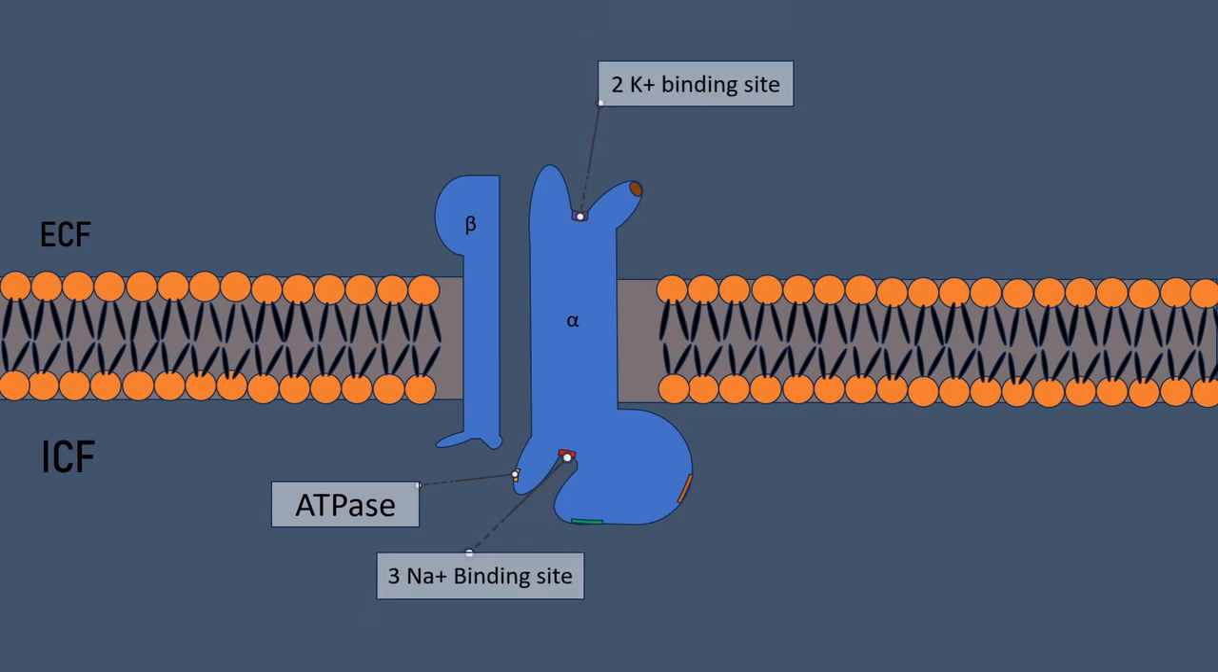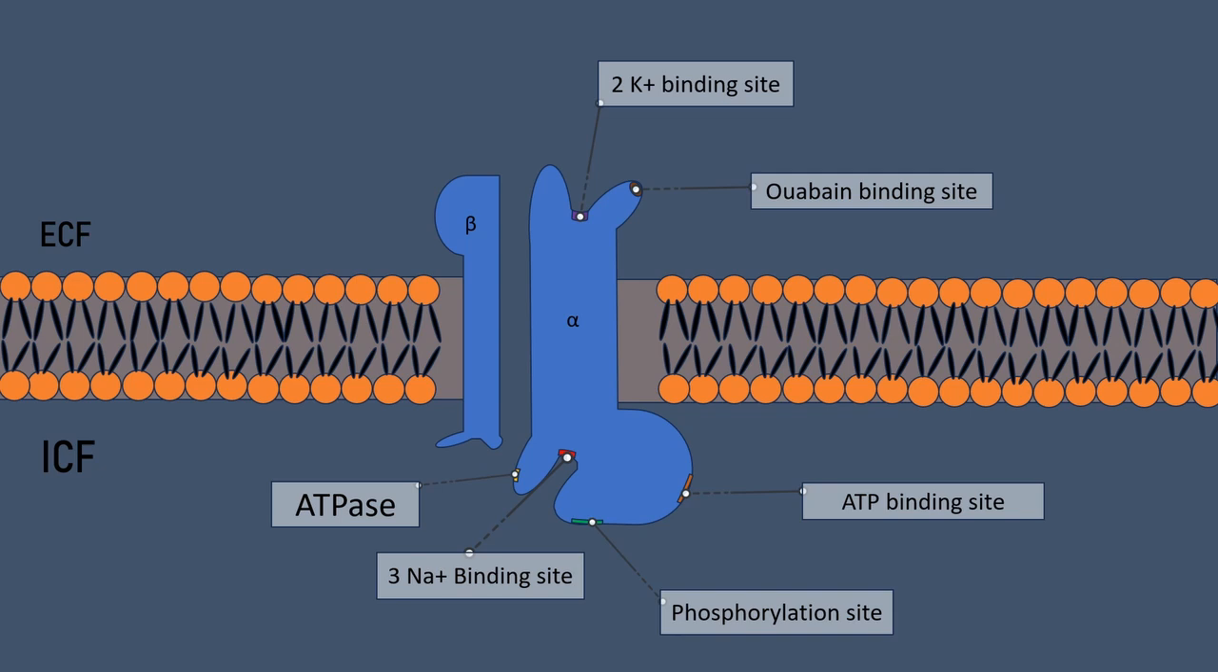Alpha subunit contains an intracellular sodium and ATP binding site and a phosphorylation site, and it also has an extracellular site for potassium and ouabain. The ouabain binding site is where ouabain, a drug, binds. This drug can inhibit the activity of sodium potassium pump, which is used in the treatment of heart failure.